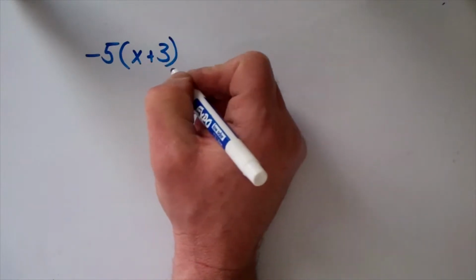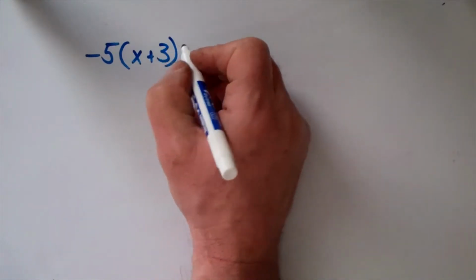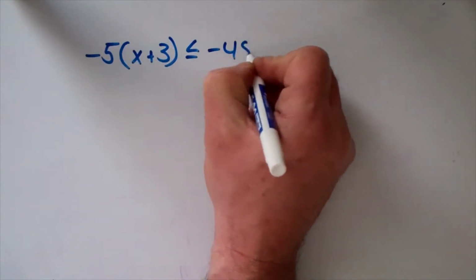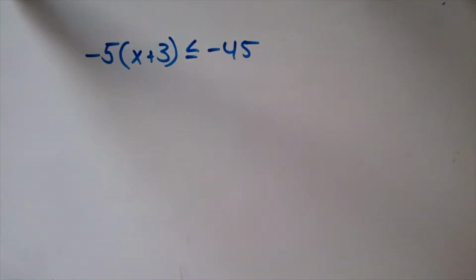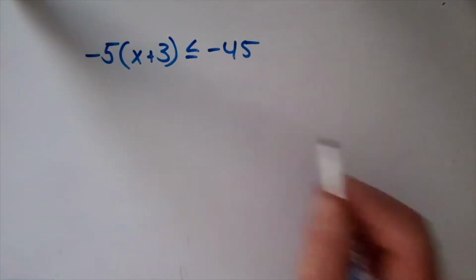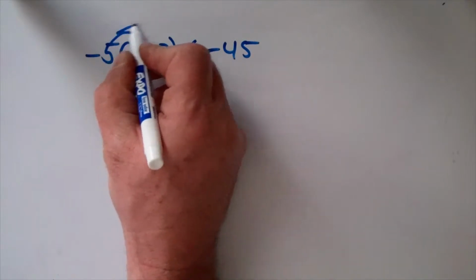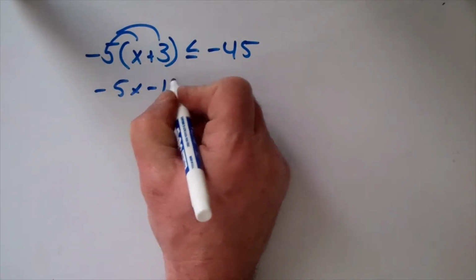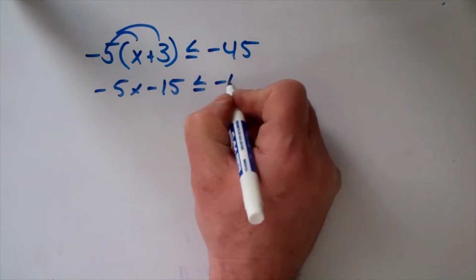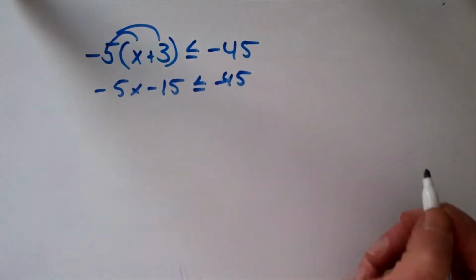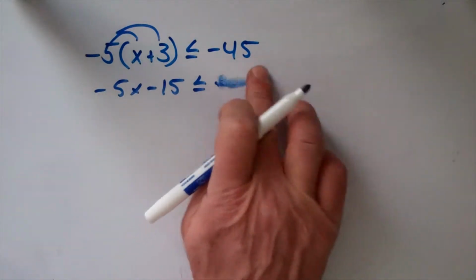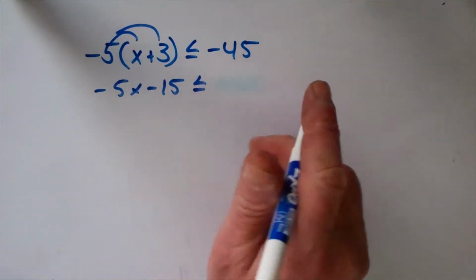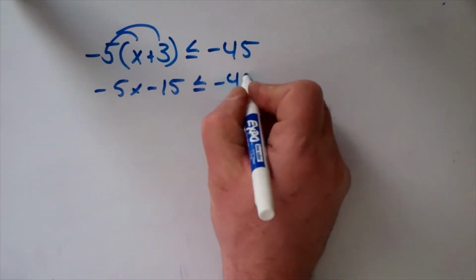Okay, here's something different. Negative 5 times the quantity x plus 3 is going to be less than or equal to negative 45. Now I'm going to distribute this 5 through the parentheses. So negative 5x minus 15 is less than or equal to negative 45. Let me neaten this up a little bit.